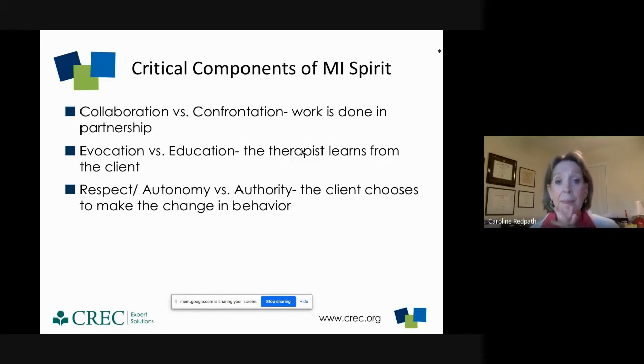ACT. So as they both mentioned, we're looking at collaboration, not confrontation. We're looking at a partnership. We're looking at evocation versus education. We may give some advice, but we're trying to learn from them. We're trying to evoke from them the reasons to change and where they're coming from. There is respect and autonomy versus authority.